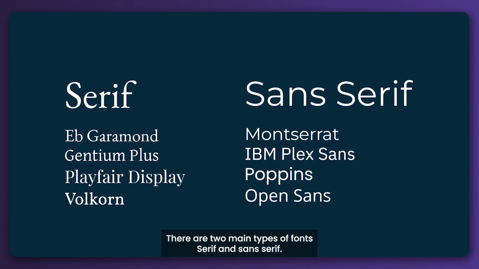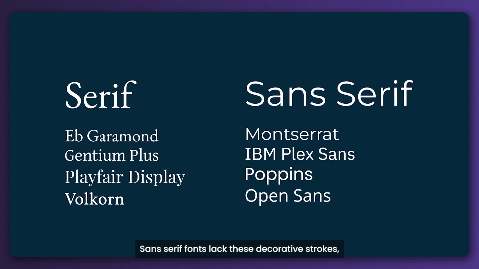There are two main types of fonts, serif and sans serif. Serif fonts have small decorative strokes, or serifs, at the ends of letter strokes. They are traditionally associated with a more formal and classic look. Sans serif fonts lack these decorative strokes, resulting in a cleaner and more modern appearance. They are generally considered more casual, modern, and suitable for digital content.